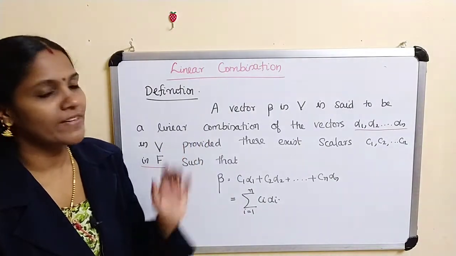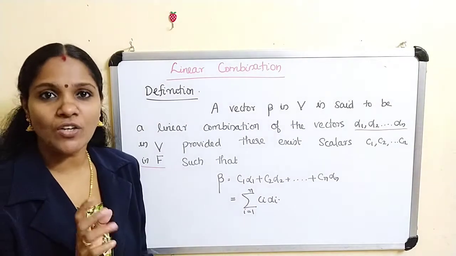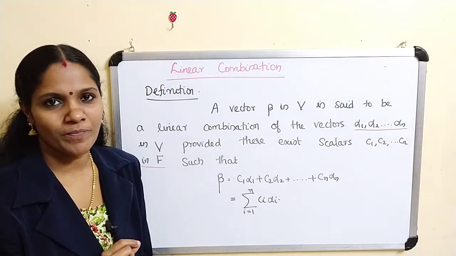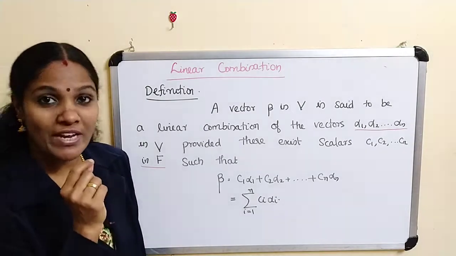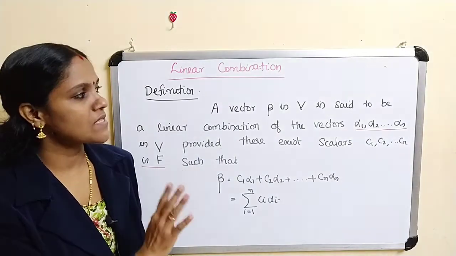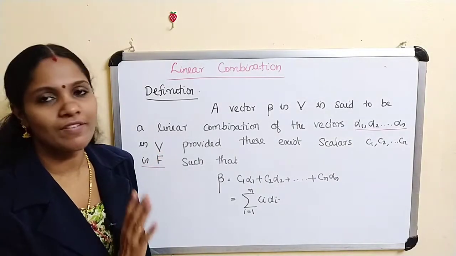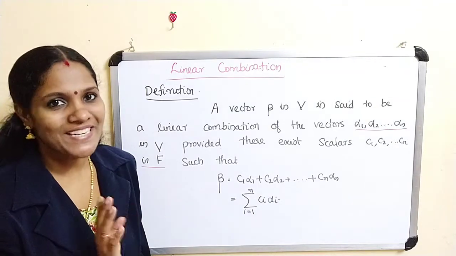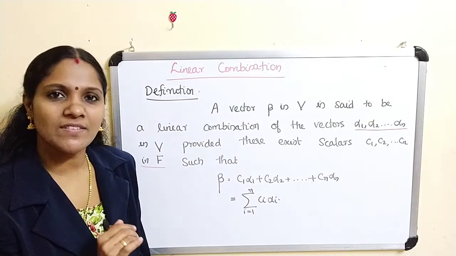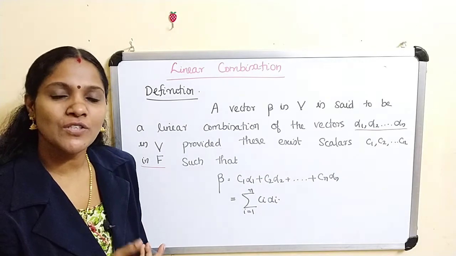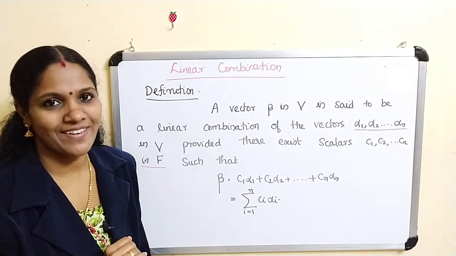Then we call the vector beta a linear combination of alpha 1, alpha 2, etc., alpha n. That means if you can find C1, C2, etc., Cn belonging to F such that C1 alpha 1 plus C2 alpha 2 plus etc. plus Cn alpha n is equal to beta. If there exist no such Ci's, then we call beta not a linear combination of the alpha i's.